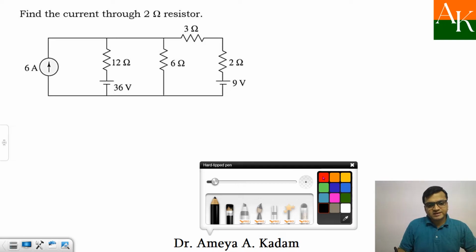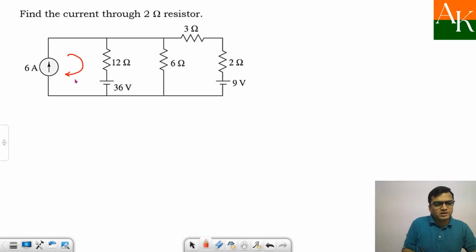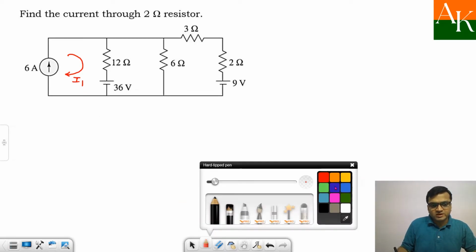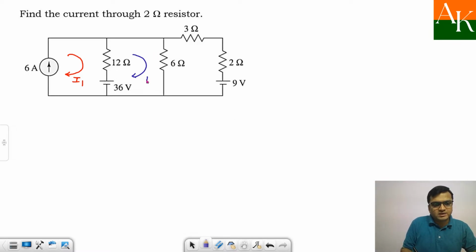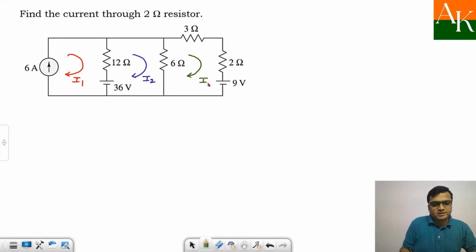Now you can easily see there are 3 meshes, so I will assign the 3 currents over here. Of course, I do not look at the polarity of the sources. So here I am assuming current I1 to be in clockwise manner, I2 over here in mesh 2, and I3 over here. Okay, I1, I2 and I3.